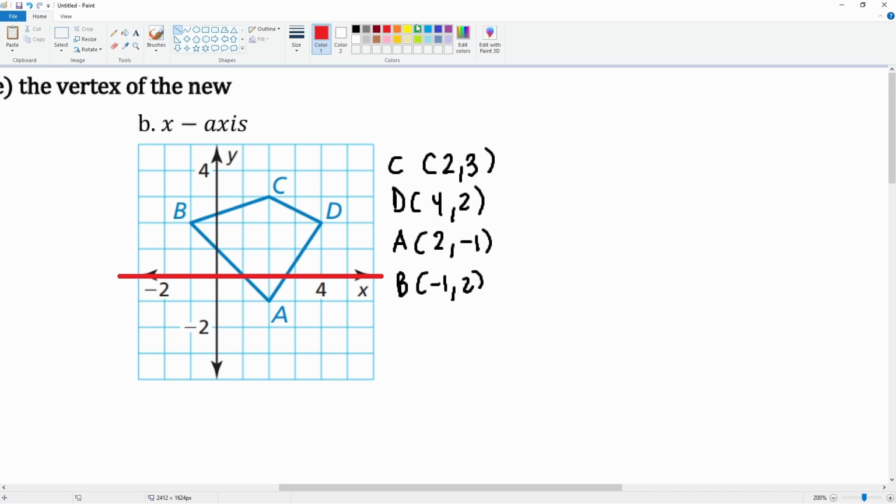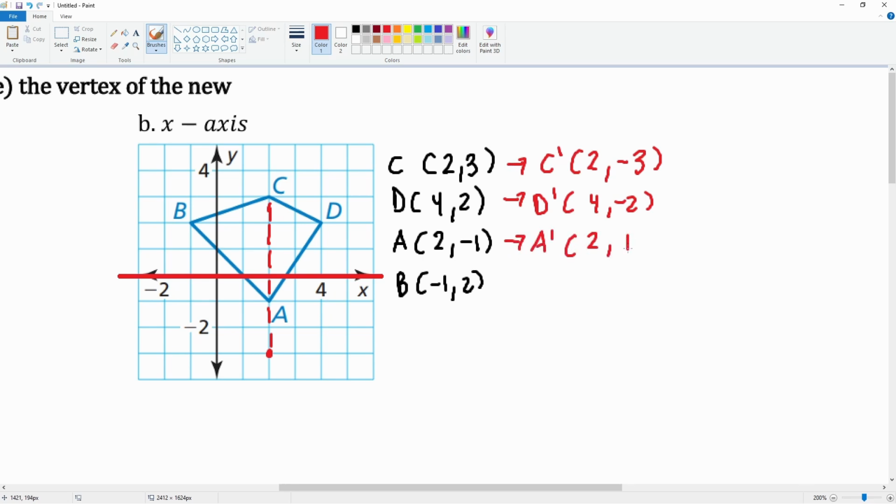Right. Let's do the first one. C is how far away? 1, 2, 3 units away. So it's 1, 2, 3 units away. It's right here. So C prime is located at 2, -3. I see that the y value changes sign. So D prime is going to be 4, -2. A prime is going to be 2, +1. And B prime is going to be -1, -2. The rule for the x-axis reflection is going to be that the y value changes sign.